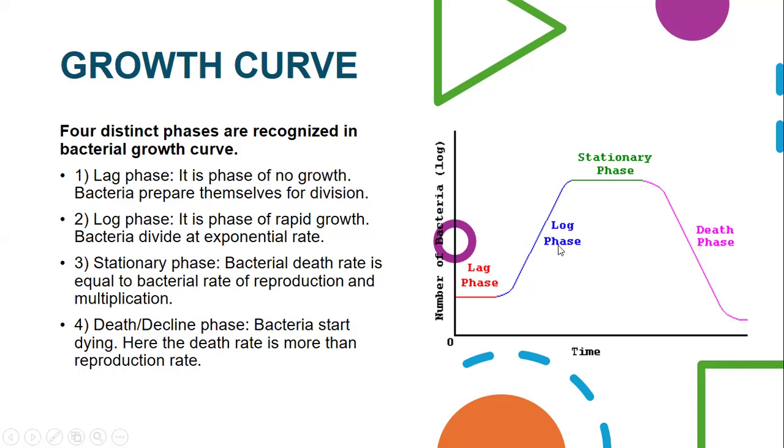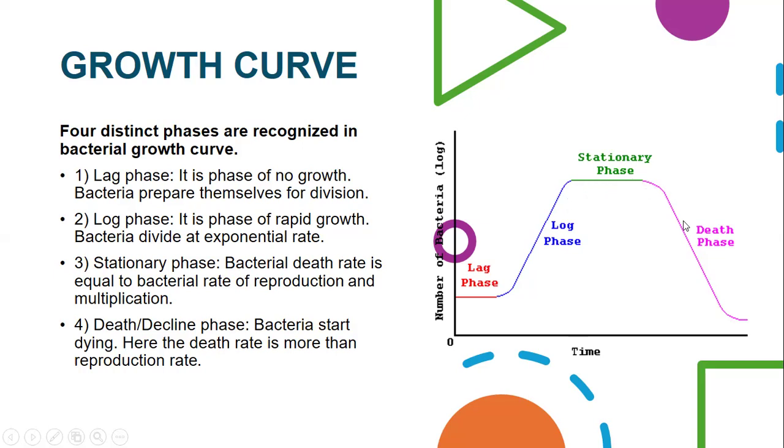The second phase is the log phase. It is the phase of rapid growth. Bacteria divide at an exponential rate. Under these conditions, the bacterial growth is maximum. Then the third phase is known as the stationary phase. Stationary means solitary, in Urdu we can say saakin, that is, not moving, stopped. The bacterial death rate is equal to the bacterial rate of reproduction and multiplication. In these conditions, the number of bacterial cells remains constant.